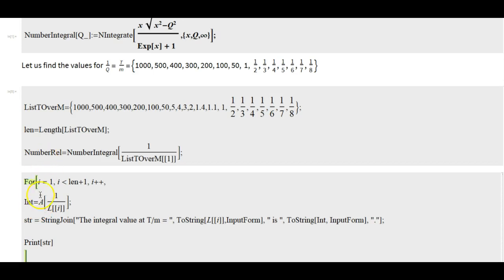integral, which is basically number at given T over M. So I can say number integral, and you can give it some name like integral 1, which is number integral evaluated at, this is a for loop, I am iterating over this list, so number integral evaluated at the T over M value present in the list.